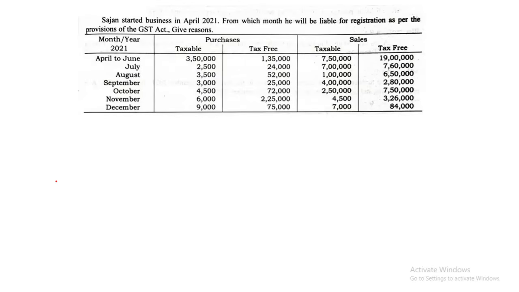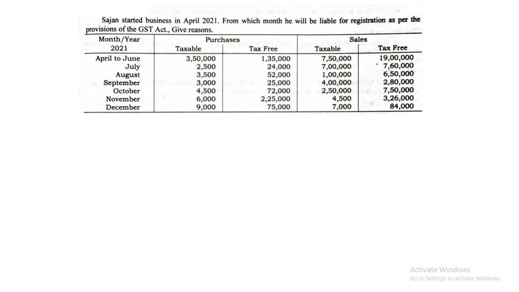Now, if you look carefully, the question is a little different from the previous one. Sergeant started the business in April 2001. From which month will he be liable for registration as per the provisions of the GST Act? Give reason. They are giving you the various months. In purchases, they are giving you taxable and tax free. In sales, taxable and tax free.